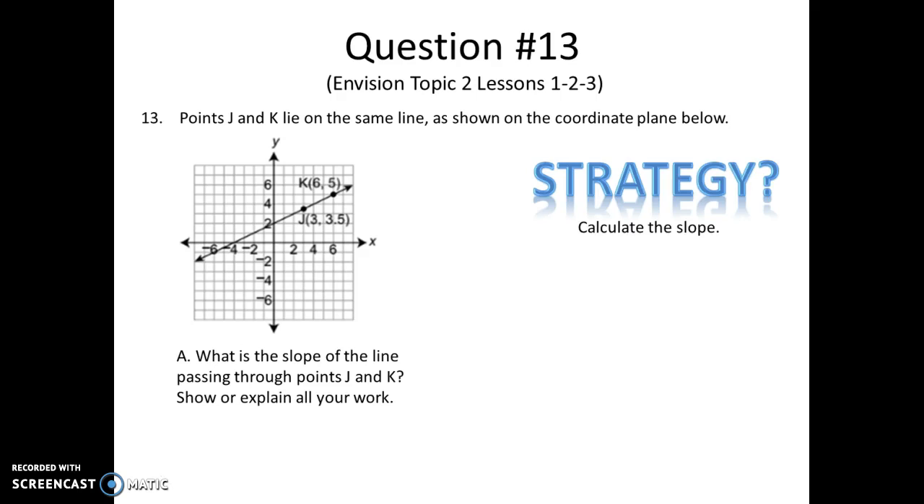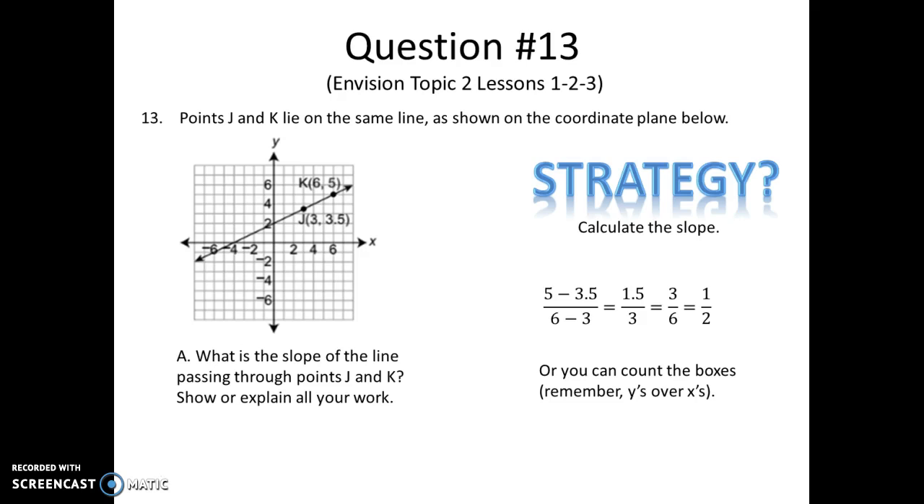Use the slope formula and then calculate the slope. When you calculate, you see that the slope is 1/2. Remember, slope is the difference in the y's over the difference in the x's. As an alternate method, you can count the boxes. This question also asks you to show or explain all your work, so be sure that you do that.